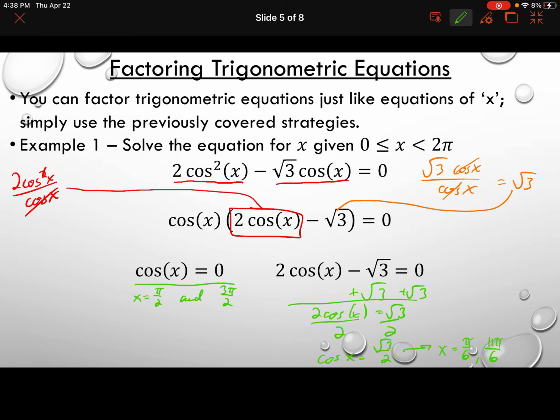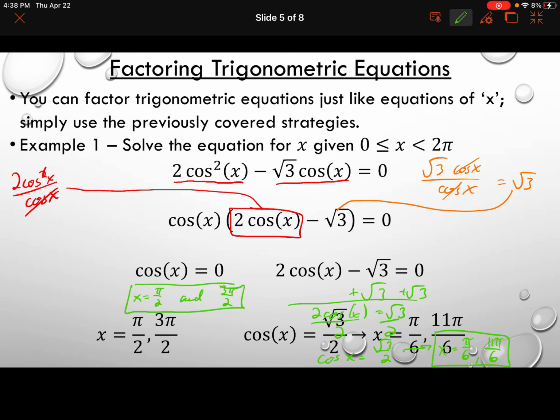And then that's it. So you can see here we have 4 solutions for this problem: pi over 2, 3 pi over 2, pi over 6, 11 pi over 6. And there you go. All right, so now let's look at another way to factor.